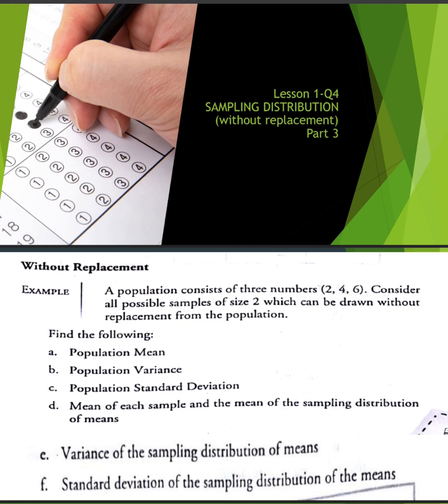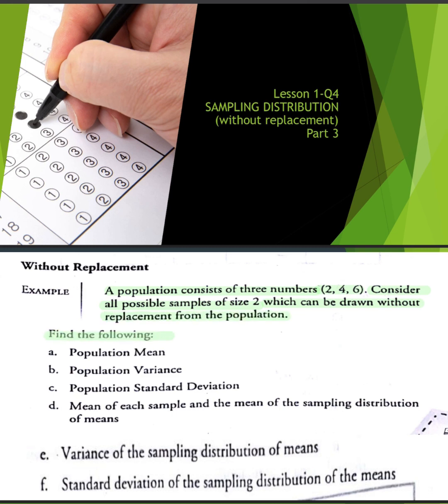For today's video, let's talk about part 3 of lesson 1, quarter 4, which is sampling distribution without replacement. Okay, example. A population consists of three numbers, 2, 4, and 6. Consider all possible samples of size 2 which can be drawn without replacement from the population.